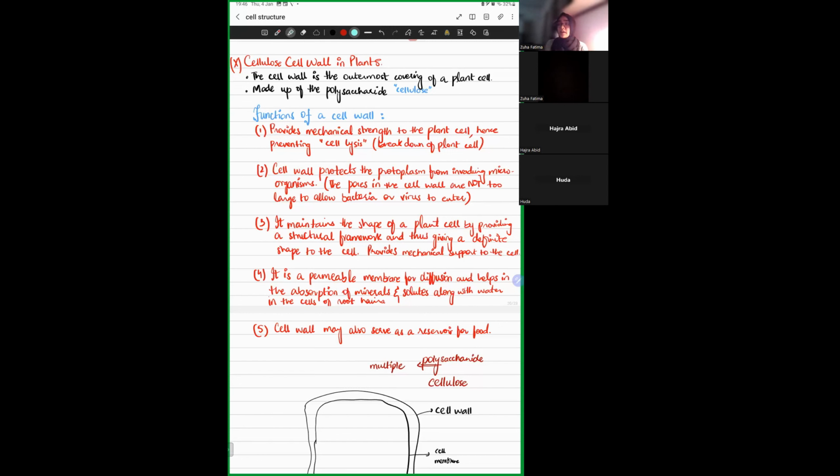So they can easily undergo lysis. If a lot of water or a lot of fluid enters into an animal cell, it would swell and it would eventually burst. It would split open. It would undergo lysis. On the contrary, a cell wall protects the plant cell from undergoing that lysis. Even when the content of the plant cell increases in size, there is an increment in the volume of the cell, in the content of the cell.